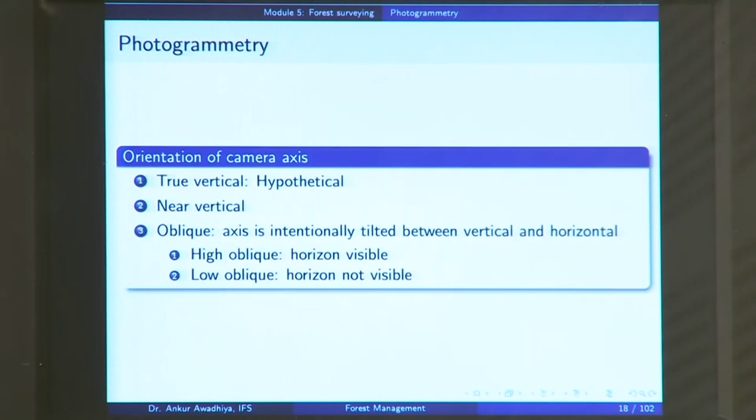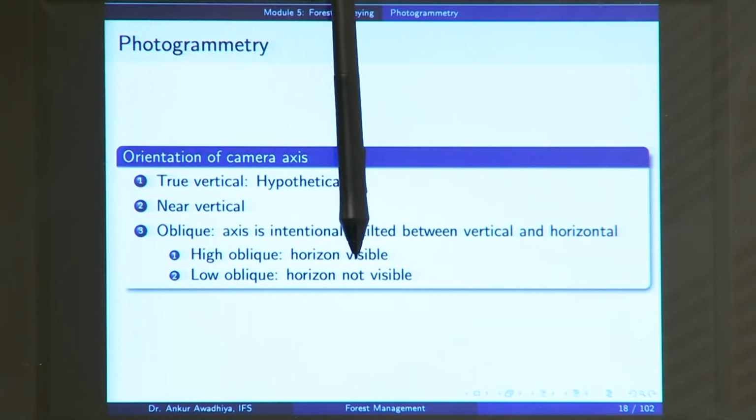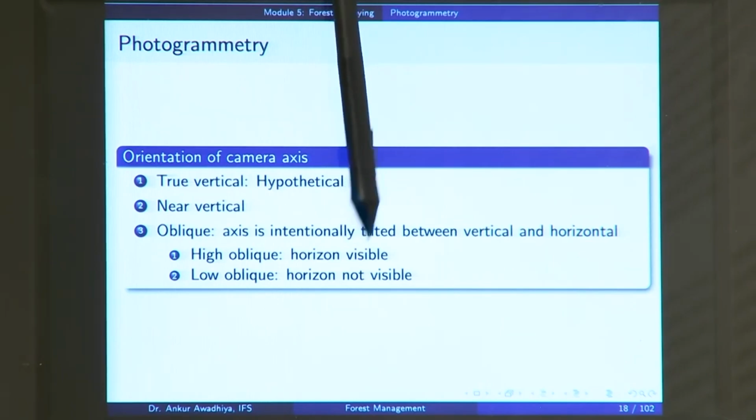Now, when we are talking about photographs, especially from an aerial or a space platform, we have different kinds of orientation of the camera axis. You can have a camera axis that is true vertical, which is mostly hypothetical, or near vertical. When we say near vertical, it means that the camera is directly looking down upon the earth. So, that is a near vertical image.